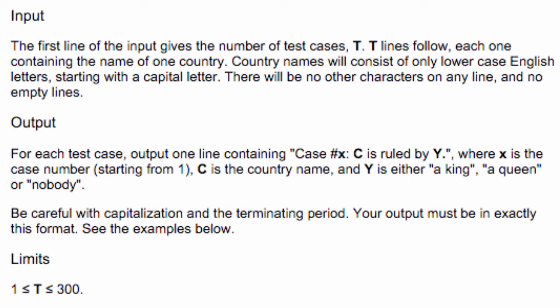So now for the input. The first line of the input gives the number of test cases, T. T lines follow, each one containing the name of one country. Country names will consist of only lowercase English letters, starting with a capital letter. There will be no other characters on any line and no empty lines. And for the output, each test case will be outputting one line formatted as they've specified there.